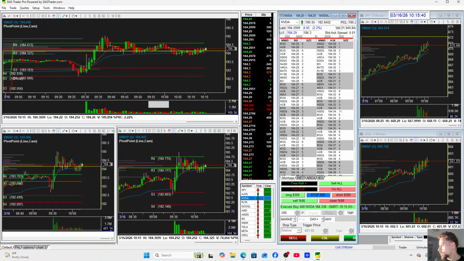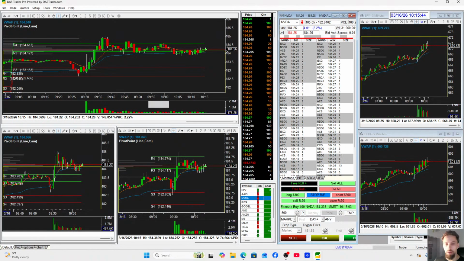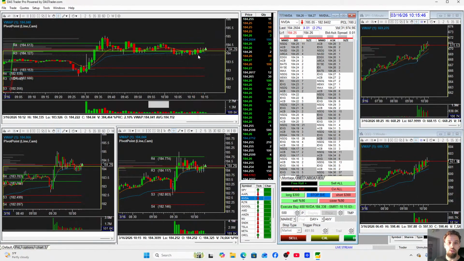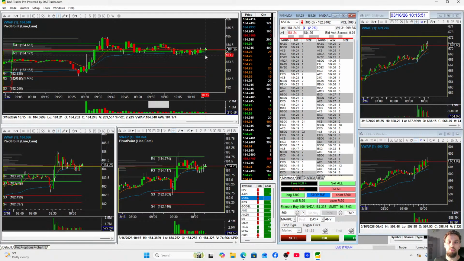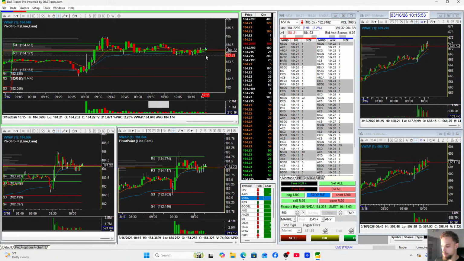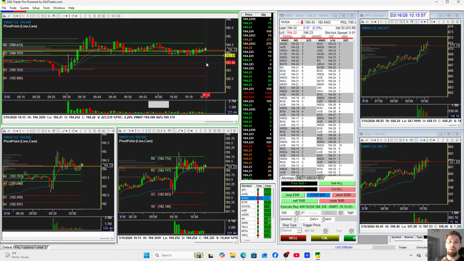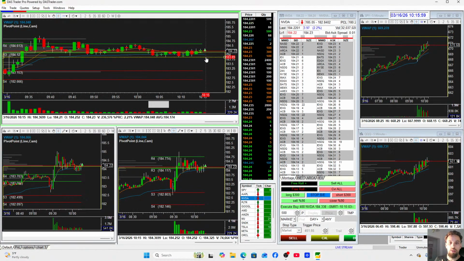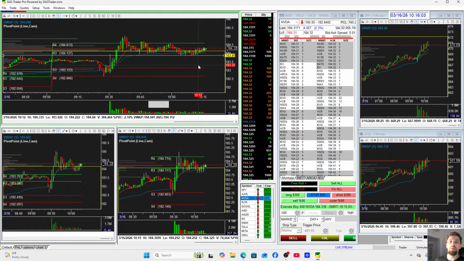The 15 minutes looking good to me for a long here, so see what happens. If we squeeze down to the bottom of this range right here, I'm all out. I want to see if some buyers will step in here.